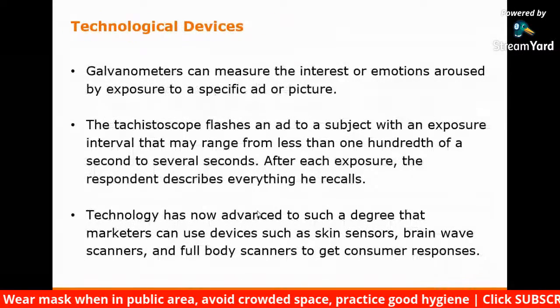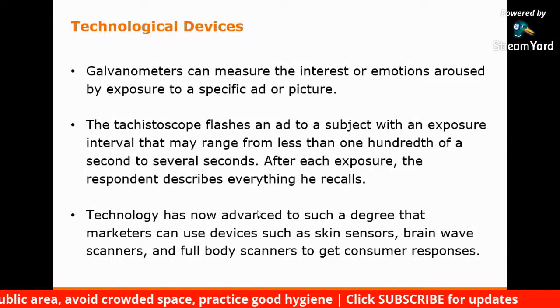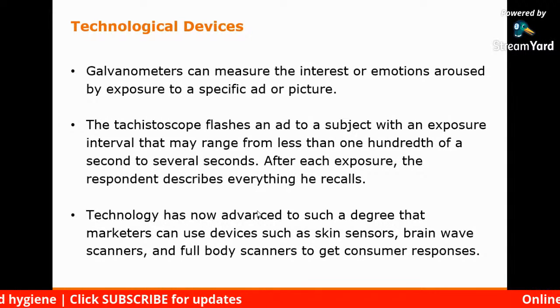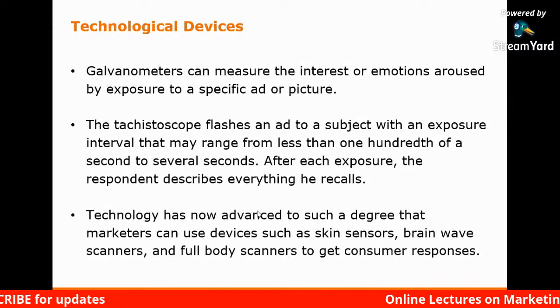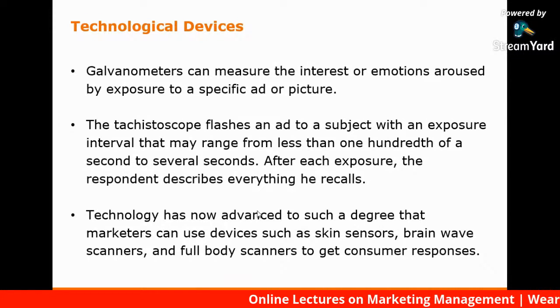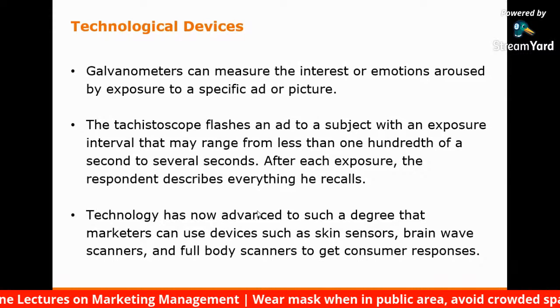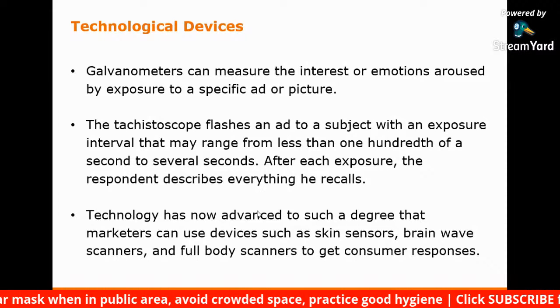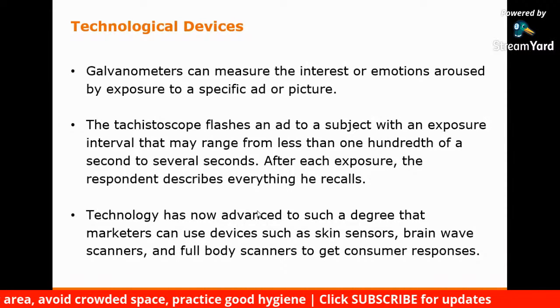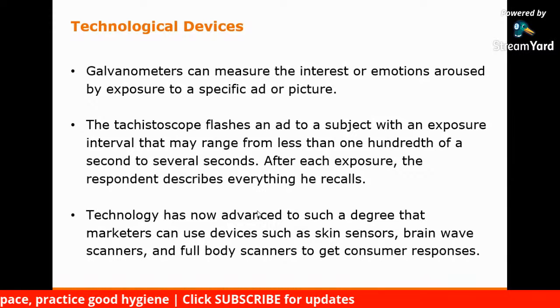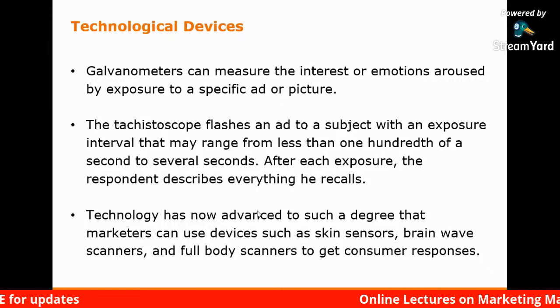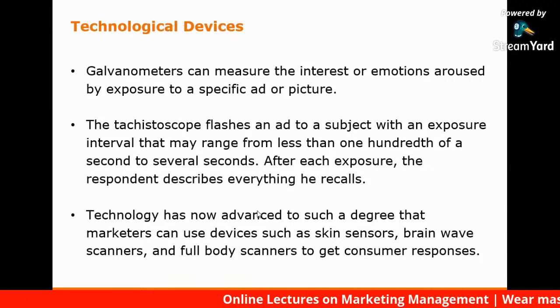These are analytical devices. Galvanometers can measure the intensity of emotion aroused by exposure to a specific ad or picture. The tachistoscope flashes an ad to a subject with an exposure interval that may range from less than one hundredth of a second to several seconds. After each exposure, the respondent describes everything he recalls.